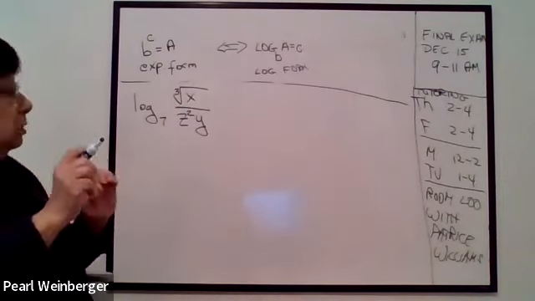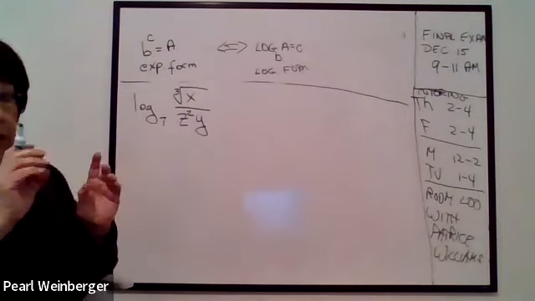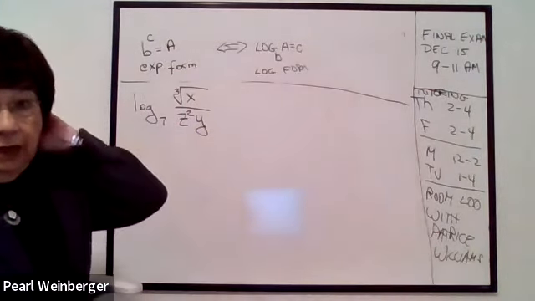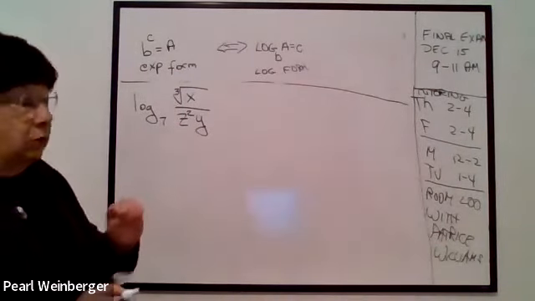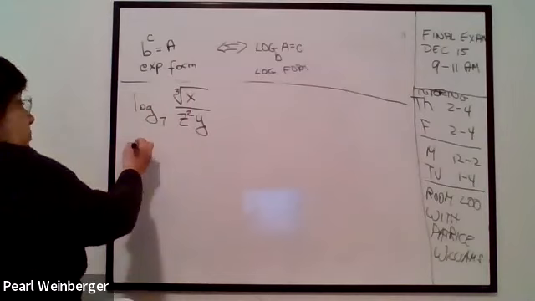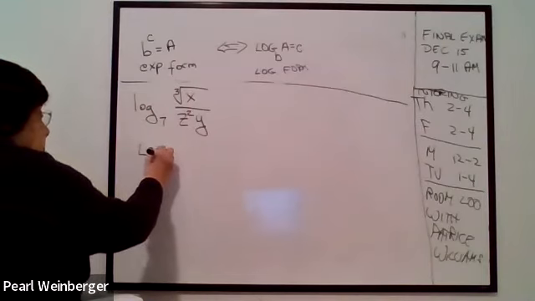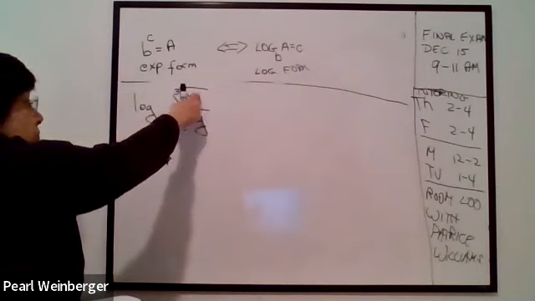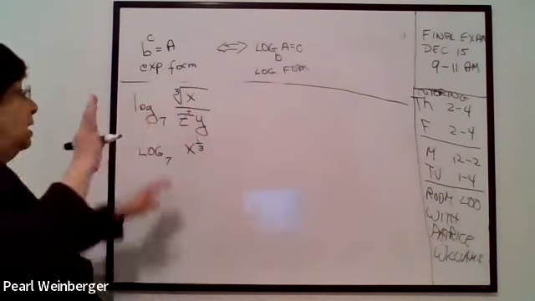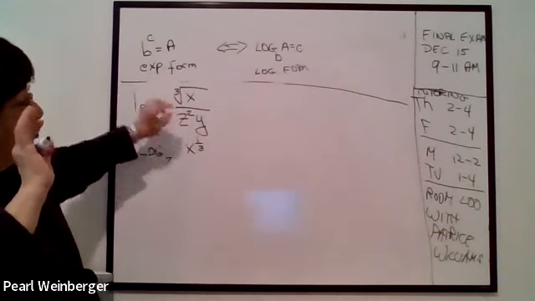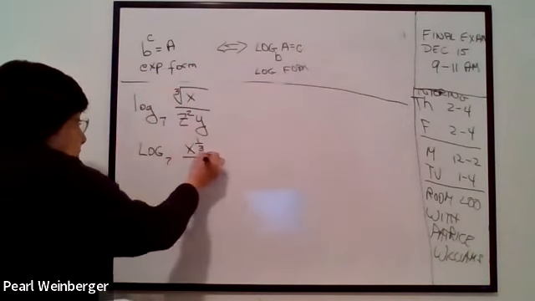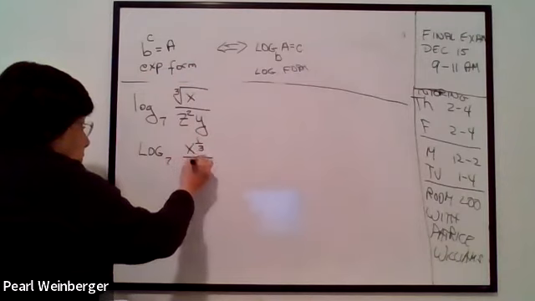Into individual logs. Well, anytime I'm working with logs or exponentials and I come across a radical, I know I have to rewrite that radical as an exponent. So I'm going to rewrite this as log base 7. Instead of the cube root of x, I'm going to write x to the 1/3 power. Any radical can be changed to an exponent. It's a fractional exponent. And that's over z squared y.